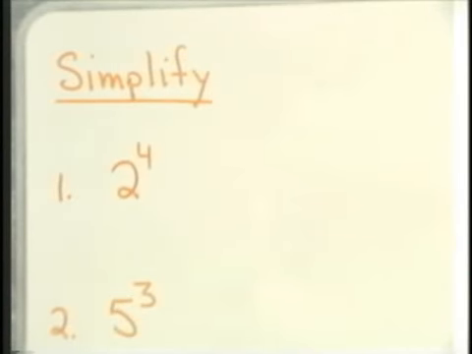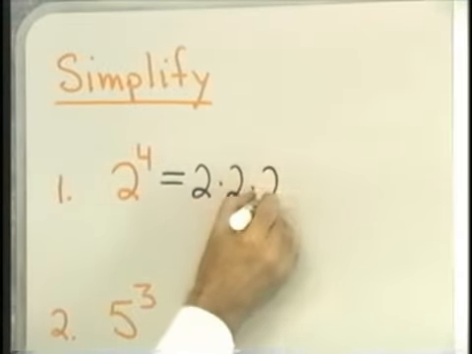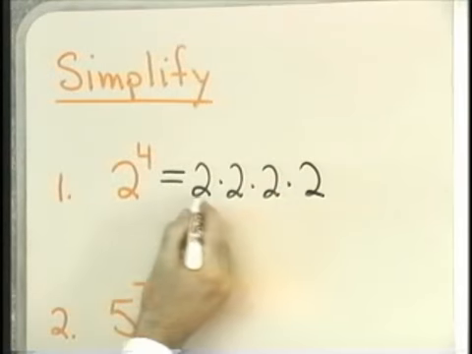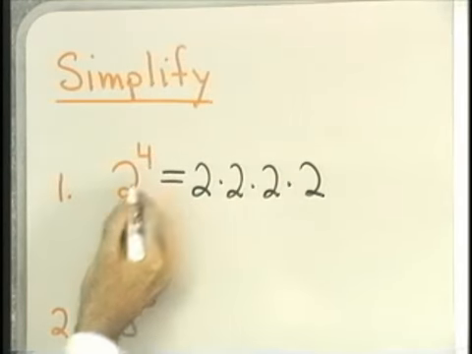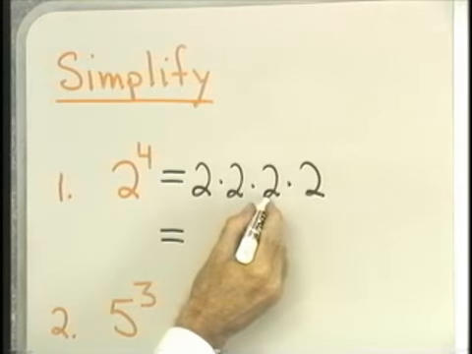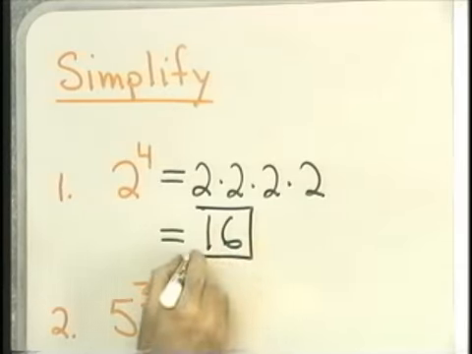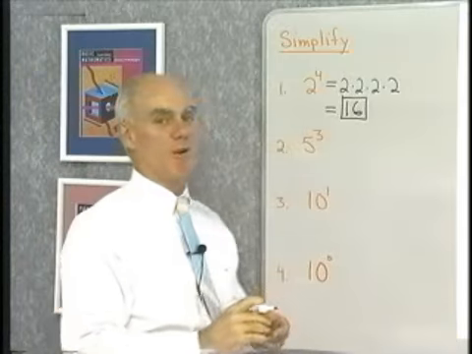2 to the 4th power, that's going to be 2 times 2 times 2 times 2. I want 4 factors of 2. 4 is the exponent, 2 is the base. 2 times 2 is 4, times 2 is 8, times 2 is 16. So that answer is 16, and that is 2 to the 4th power.